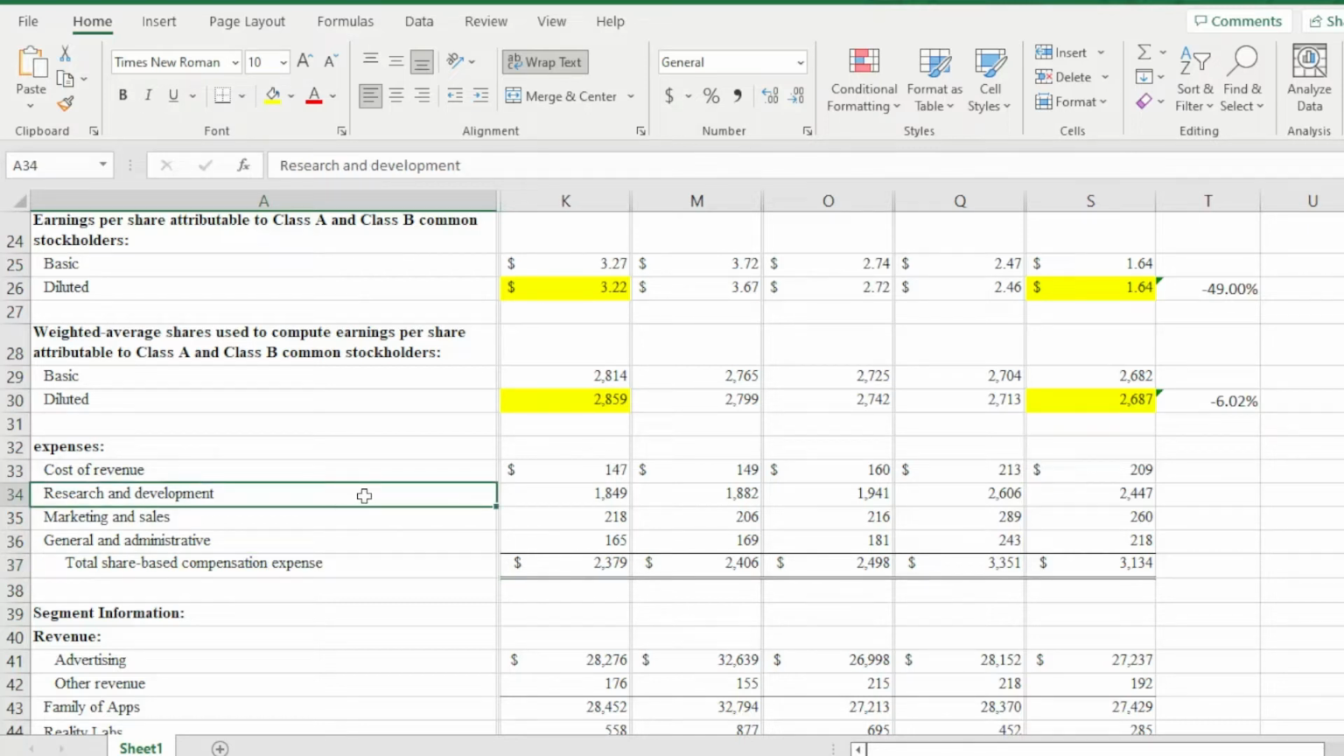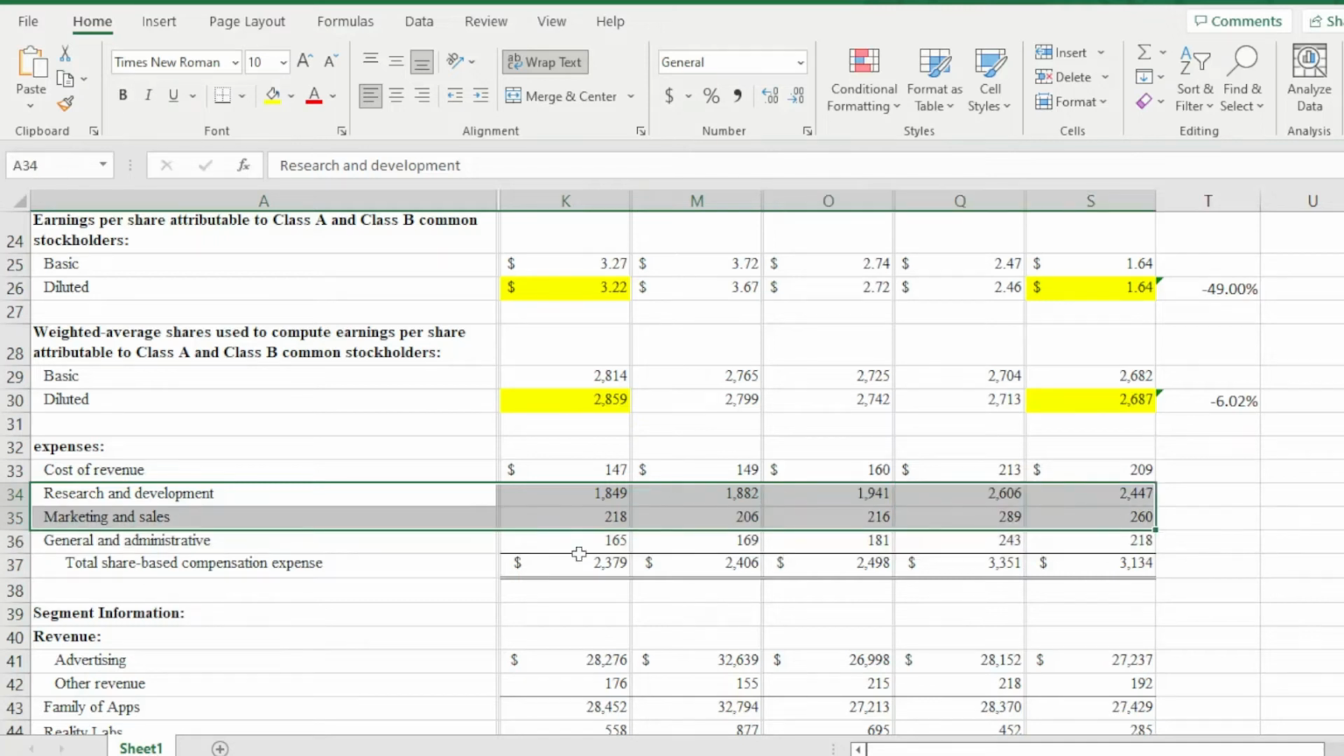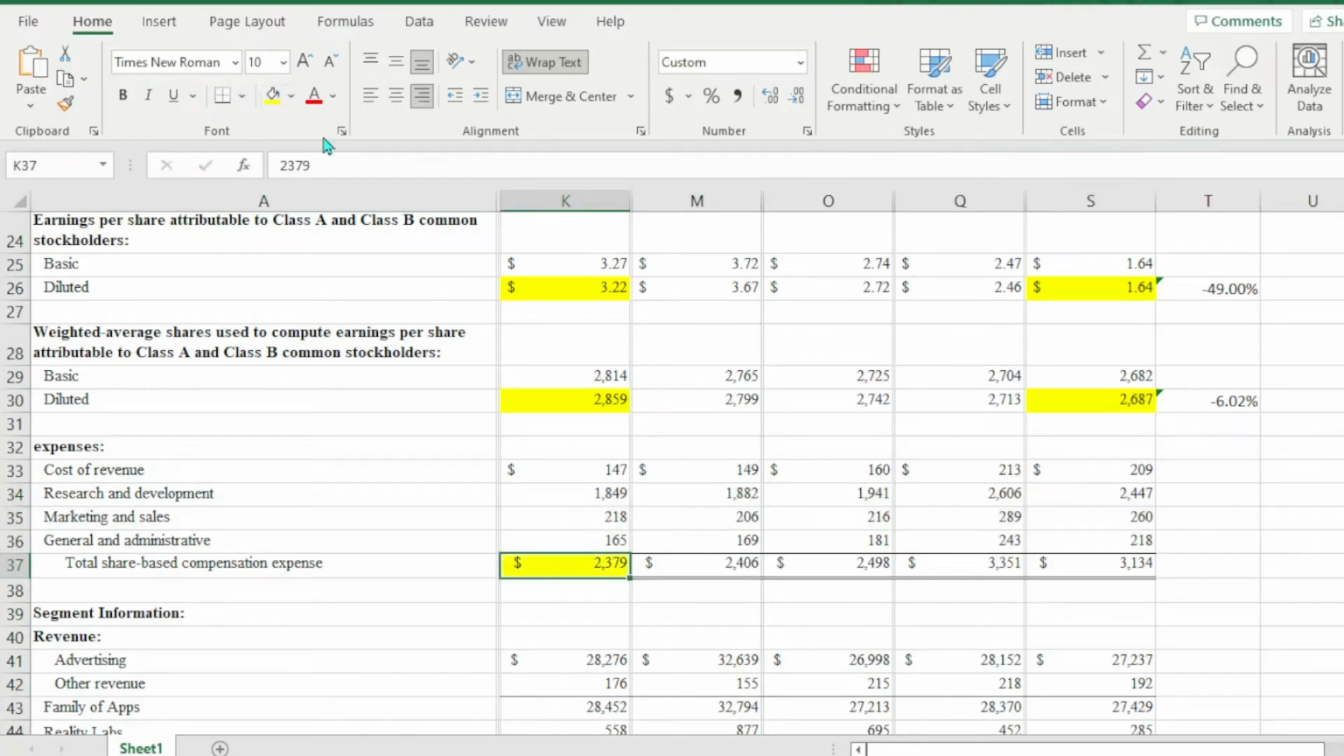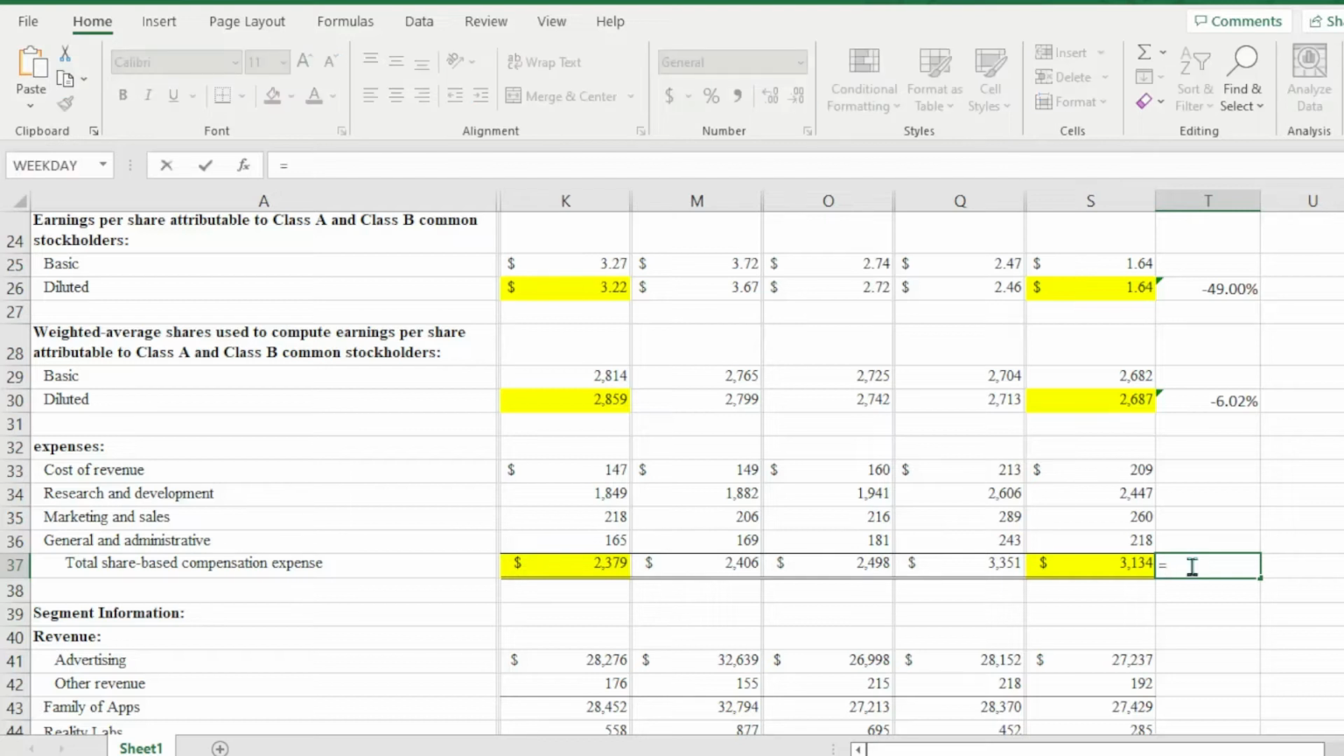As you guys can see, most of this is going towards R&D. So, we're just looking right here, and then we're comparing that to this right here. So as you guys can see, the share-based compensation expense has been increasing. Now, does that make sense? Well, yeah, it does make sense. They have a whole new segment that they're trying to grow, the Reality Labs segment. So let's just go ahead, let's do a calculation right here. How much has this actually increased?